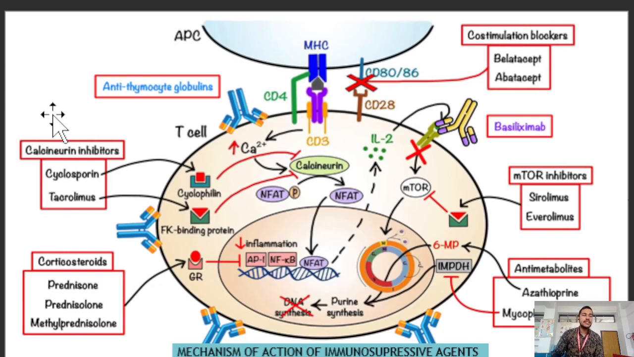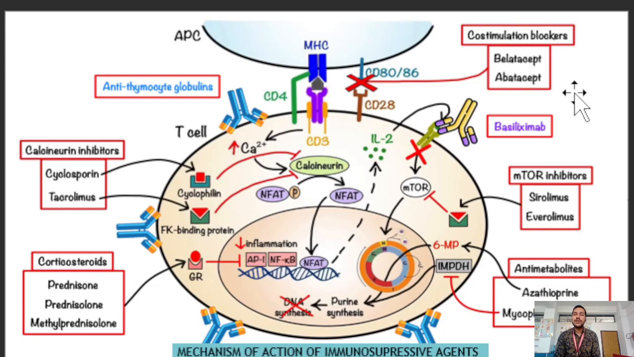Now, let us see the next category of drug, that is the co-stimulation blockers, or it is also called CD80/86 and CD28 co-stimulation blockers. Why is it called co-stimulation? Because it is the secondary binding. This is the primary binding and this is the secondary binding. The stimulation which takes place via the secondary binding is called co-stimulation.